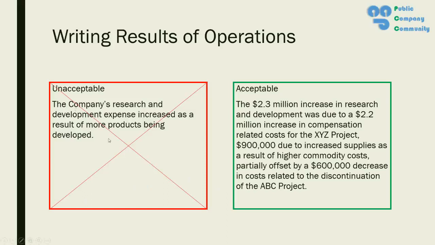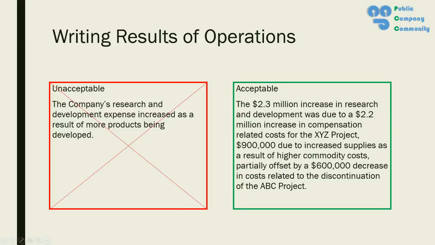So, for example, here's an example of what would not be acceptable. Company's research and development expenses increased as a result of more products being developed. I mean, that is so vague. What could an investor possibly glean from that type of information? In my mind, that is just bad disclosure there.